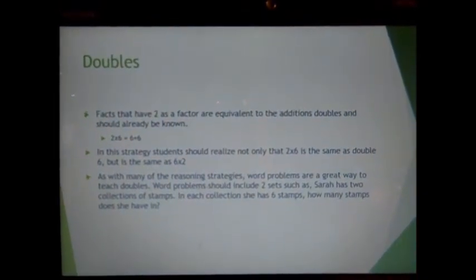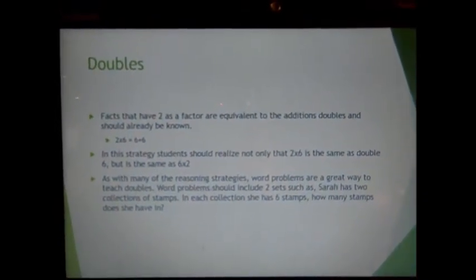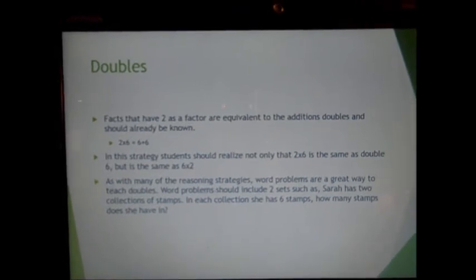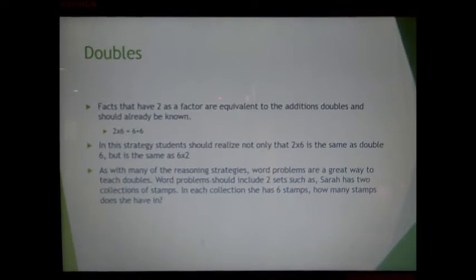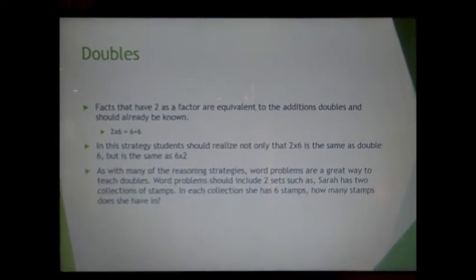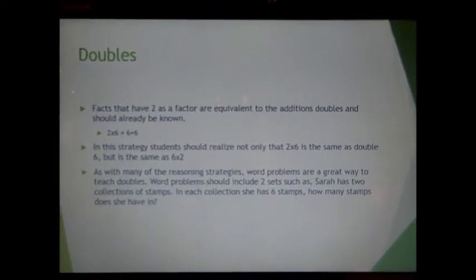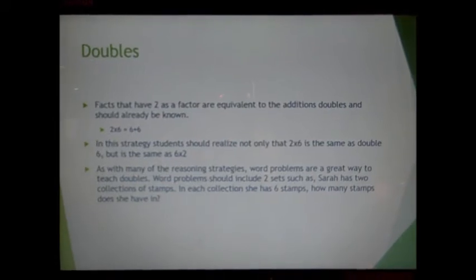Facts that have 2 as a factor are equivalent to addition doubles and should already be known, so 2 times 6 is the same as 6 plus 6. In this strategy, students should realize not only that 2 times 6 is the same as double 6, but is the same as 6 times 2.